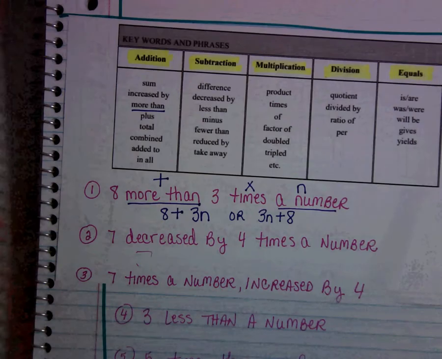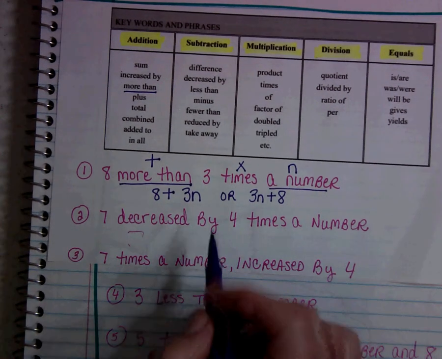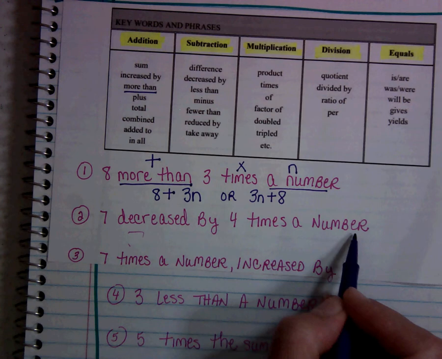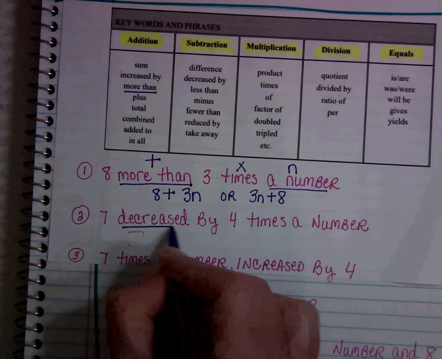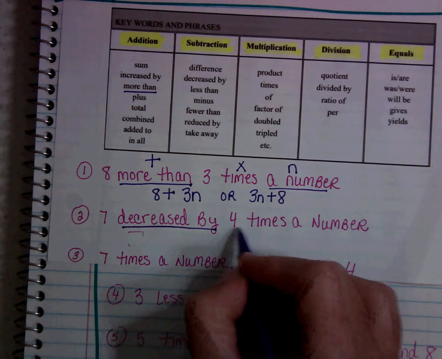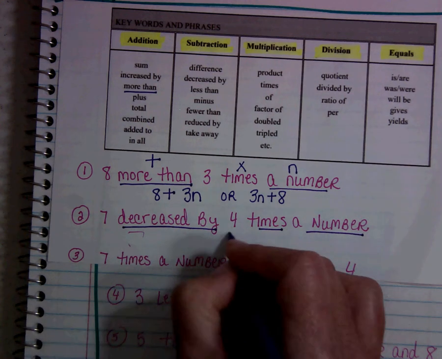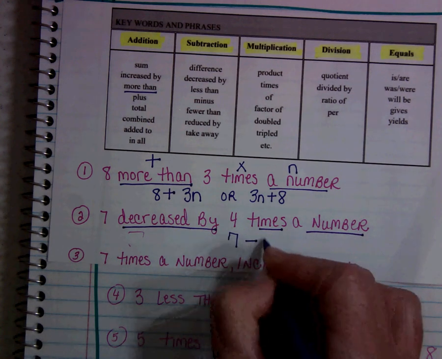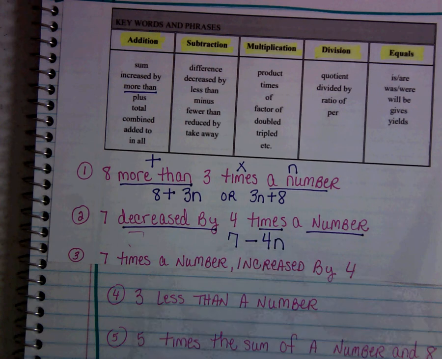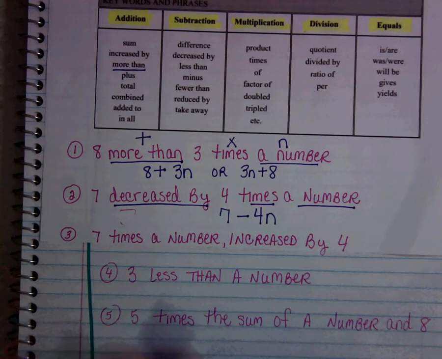Okay. Here's the next one. 7 decreased by 4 times a number. Okay. So decreased by, it's there in our chart. That means to subtract. 4 times the number, so super easy. 7 minus 4 times n. And you can use whatever variable you want. It doesn't have to be n. It can be x, y, z, whatever makes you happy.